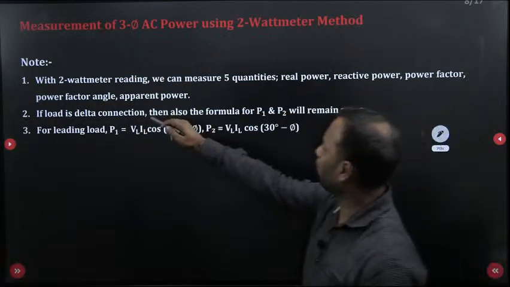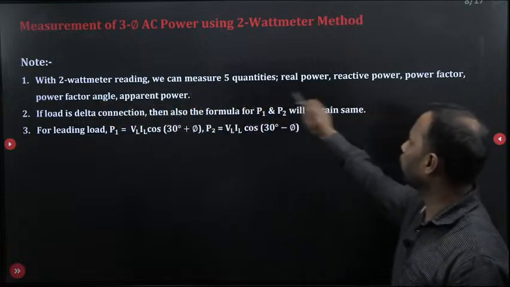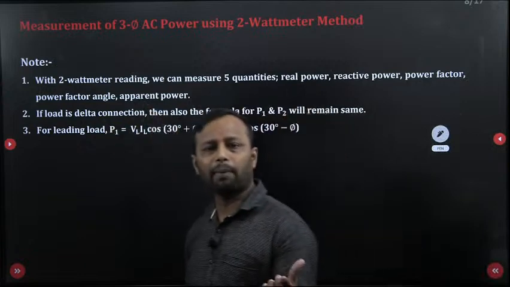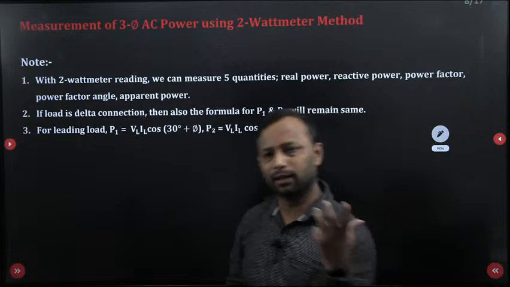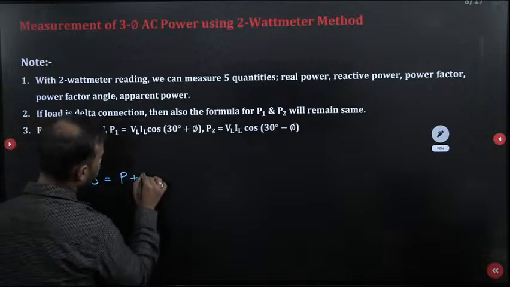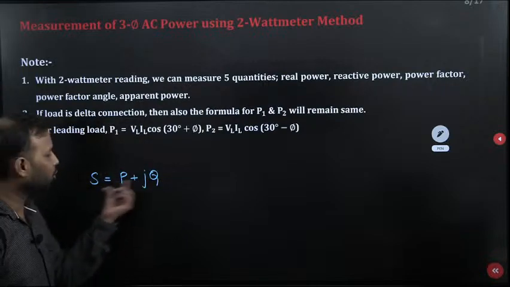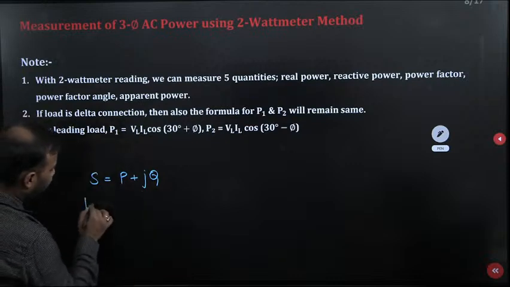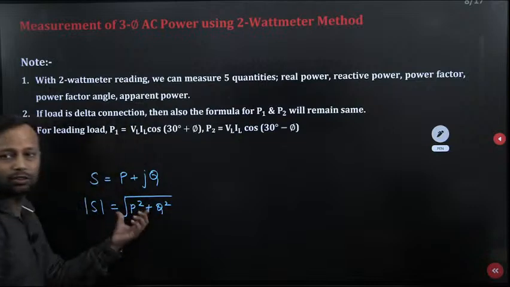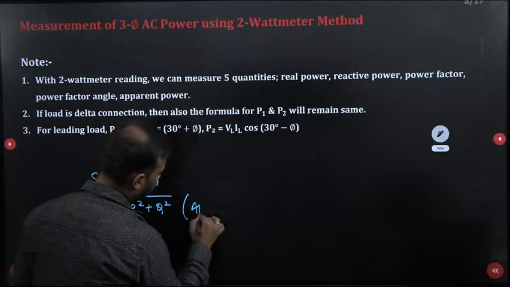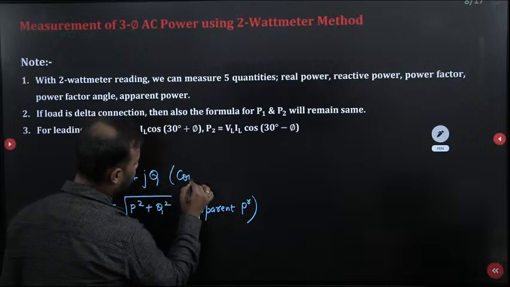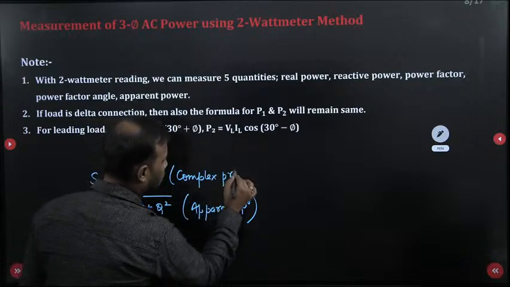So see, the important point is, with 2 wattmeters, we can measure 5 quantities, which are real power, reactive power, power factor, angle, and apparent power. What is apparent power? It is the magnitude of the real power and the reactive power. Suppose your S is P plus JQ. This is known as complex power. Then what is apparent power? Take the magnitude, then this is known as apparent power. And this is your complex power. So I hope you have got the difference.